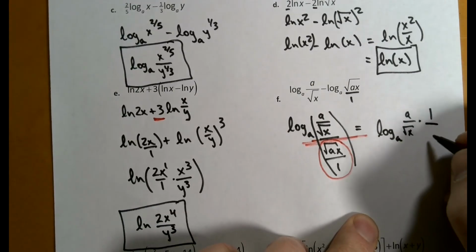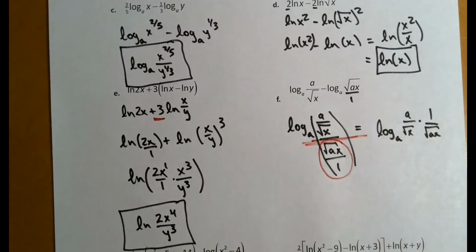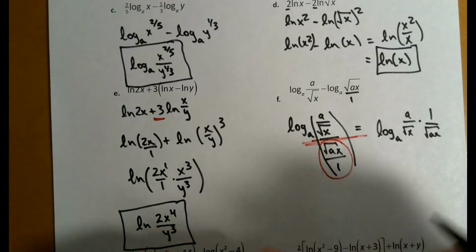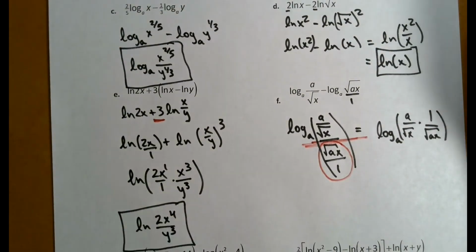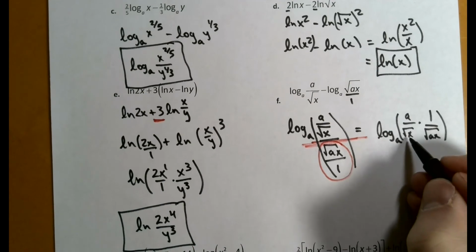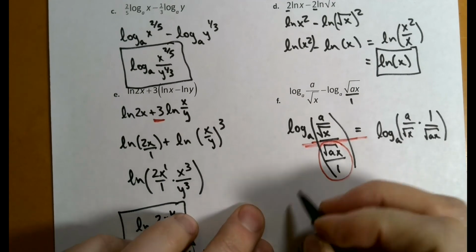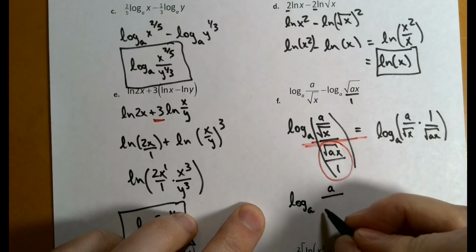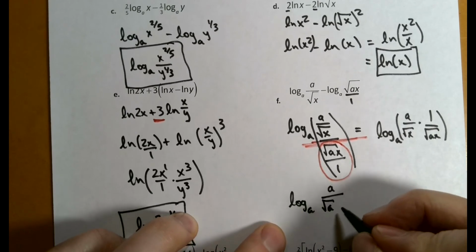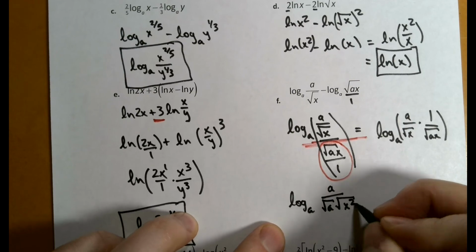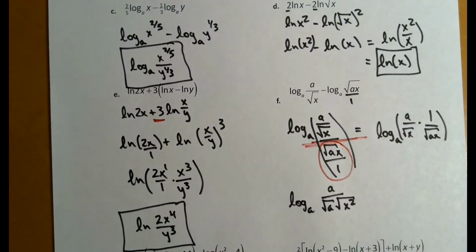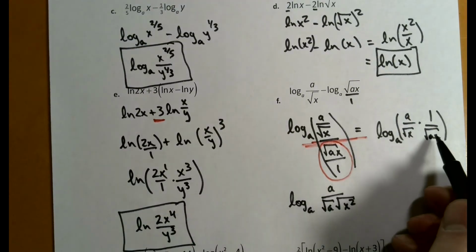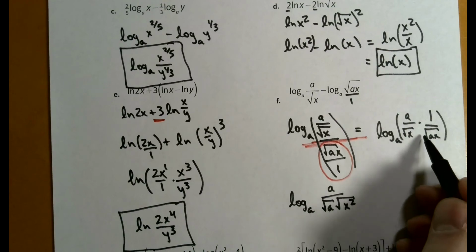So 1 times the square root of a times x. All right, now we just have to multiply that mess together and see what falls out. Well, notice we have the square root of x times the square root of x. So this is going to become log base a of a over the square root of a times the square root of x squared. Now I did something a little wild there. I multiplied these two together and then pulled out the square root of a.